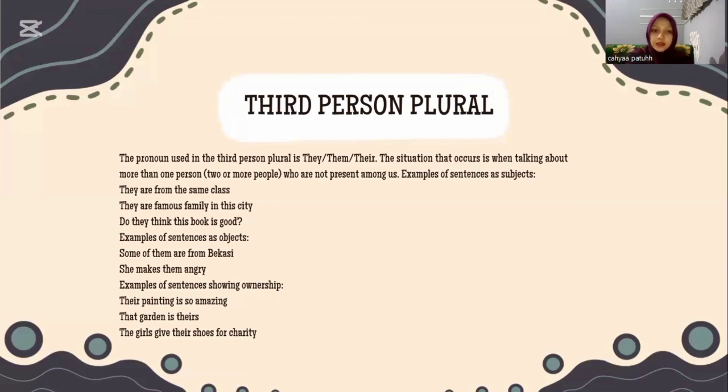She makes them angry. Example of a sentence showing ownership. Their painting is so amazing. That garden is theirs, and the girls give their suit for charity.